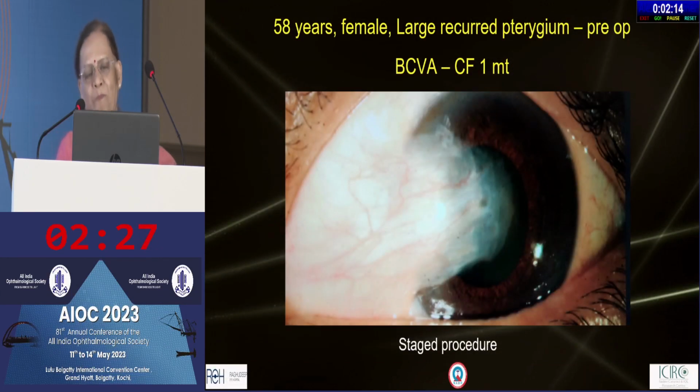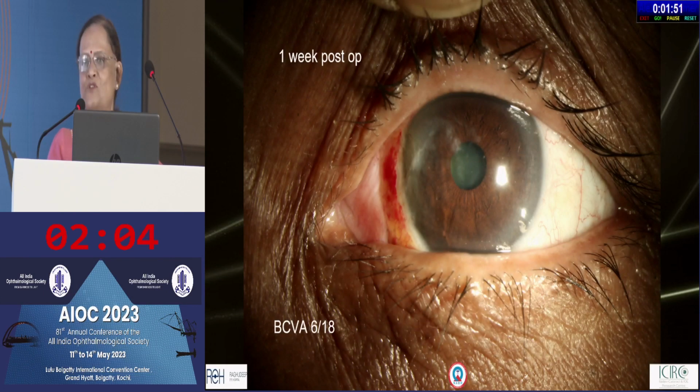This was a recurred pterygium. She had this huge pterygium for 15 years, so I expect a lot of scarring in this eye, and only when her cataract was nearly mature did she come to us, and she insisted on getting both surgeries done together. And we insisted that we would not do it together. With a BCVA of CF 1 meter, this is the recent 1-week post-op picture where we did a big conjunctival autograft. And you can see the scarring on the cornea.